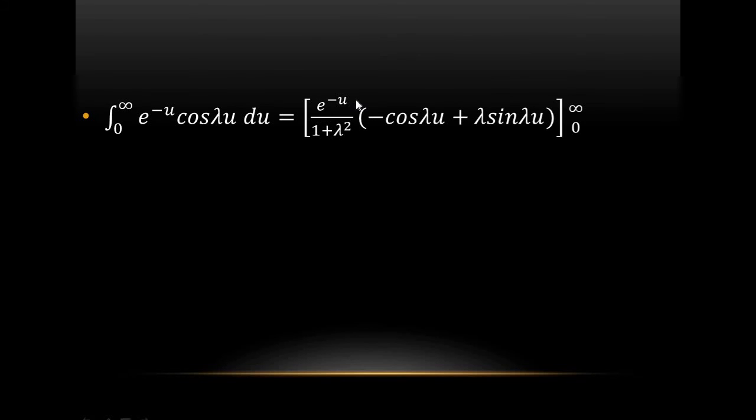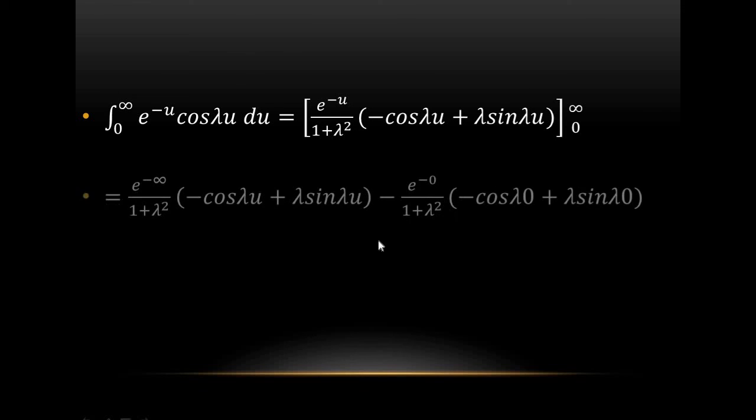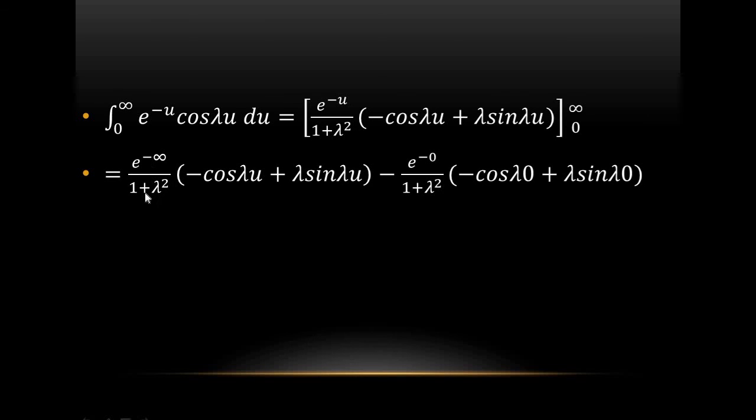So it becomes e raised to minus u upon 1 plus lambda square, in bracket minus cos of lambda u, because here b is nothing but lambda, so a cos of bx, b is lambda and a is minus 1, so minus cos of lambda u plus b sin bx, so b is lambda, so lambda sin of lambda u, and the limit of that integration is 0 to infinity. Now we have to put the upper and lower limit in u. We get e raised to minus infinity upon 1 plus lambda square into minus cos lambda u plus lambda sin lambda u. This is the finite term.